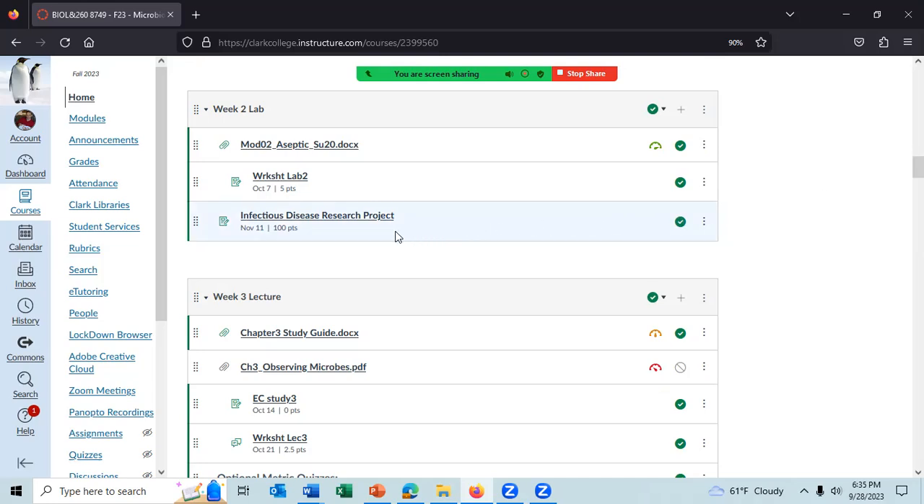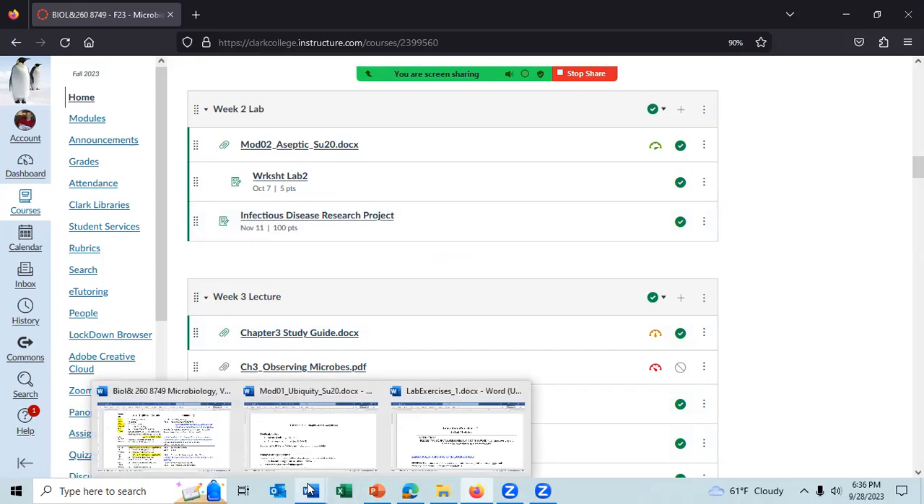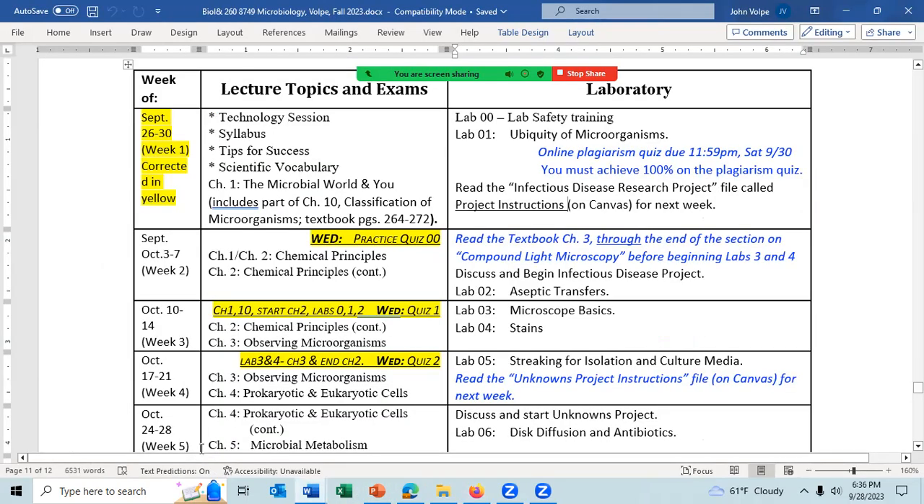All right, there's the infectious disease research project. You should at least look that over, if not read it, by next week, because I'm going to talk about the infectious disease research project next week. And when am I talking about that? It looks like we'll be talking about it on Monday. Not Monday, Tuesday.